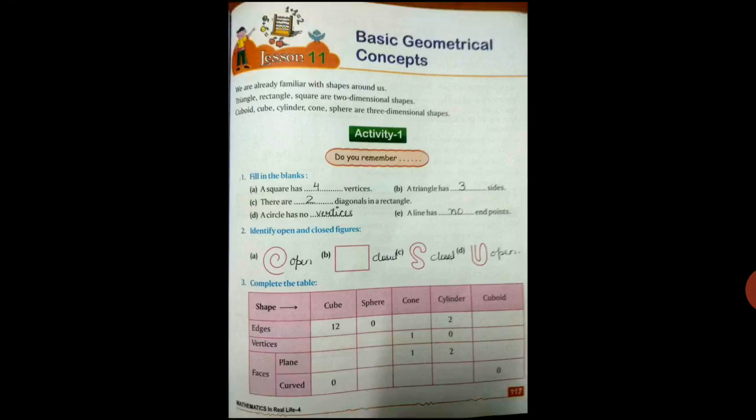And then we do question number 2. Question number 2 is identify open and closed figures. First is open or closed? It is an open figure. B is closed because it is starting from the one end point and closing at that end point only. So it is a closed figure. C is also a closed figure and D is open.